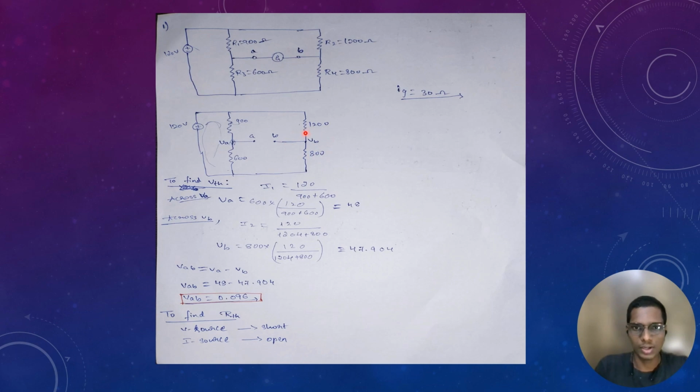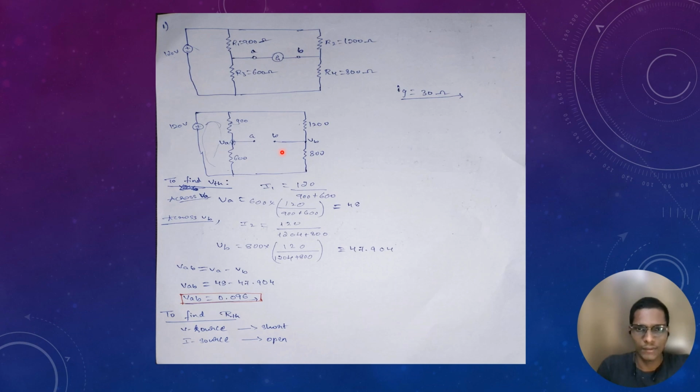For the second voltage drop, first we have to find I2, that is 120 divided by 1204 plus 800. Here we should not consider 1200, as in the question they have given that we should consider 1204. So the voltage drop across VB is equal to 800 into I2, which gives 47.9 volts.